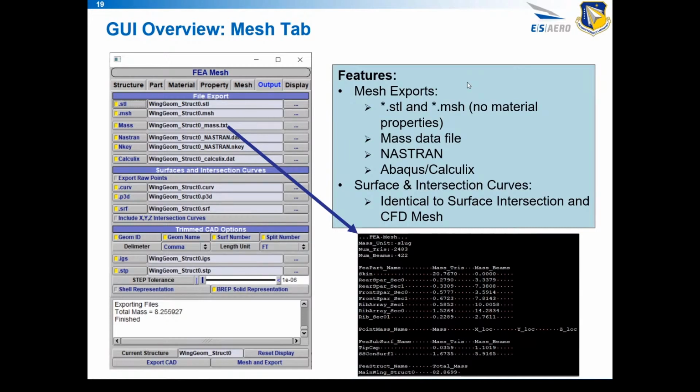Then we have IGES and STEP options. We have some more options for the STEP file. We have a tolerance that just gets written out to the file. That's supposed to tell the file that you're importing it to when to consider points that are close together as the same point. I believe that's what that's used for. We then have a shell representation or a BREP solid representation.